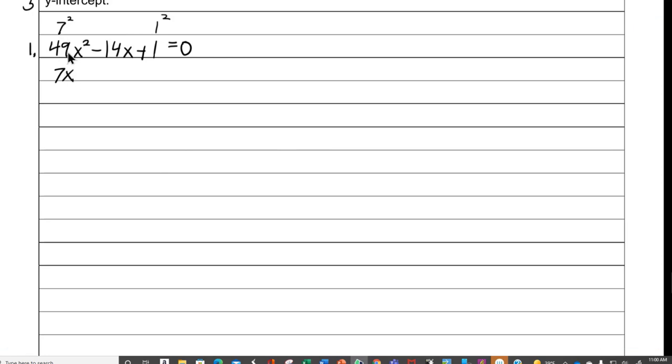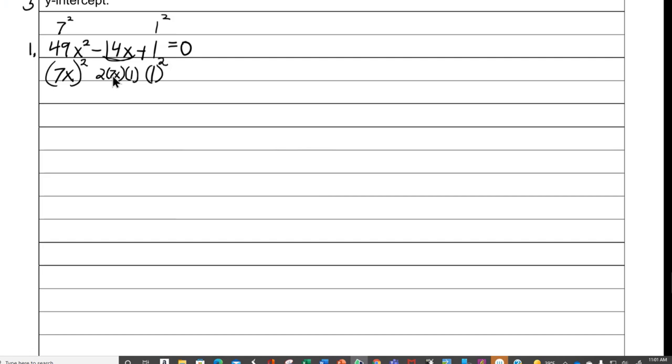We know that 49 is a perfect square, so 7 squared times x squared is (7x) squared, and 1 squared is 1 squared. Now, if, and this is an if and only if, here's the test: if this term equals 2 times what's in this parenthesis, then this is a perfect square trinomial, which is going to save us a lot of work because you know how much work the AC method is.